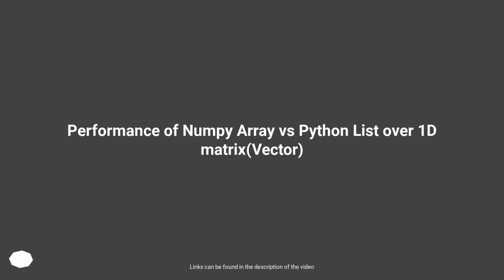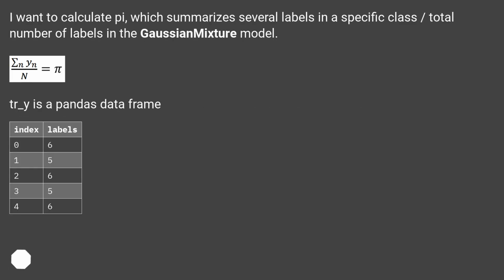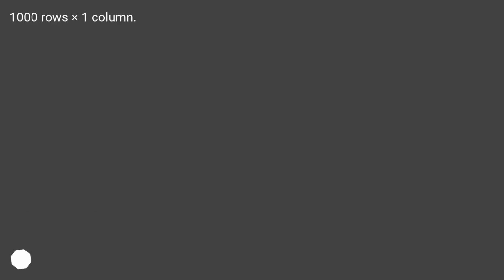Performance of Numpy Array versus Python list over 1D matrix vector. I want to calculate pi, which summarizes several labels in a specific class, total number of labels in the Gaussian mixture model. tr_y is a pandas data frame (1,000 rows times 1 column).